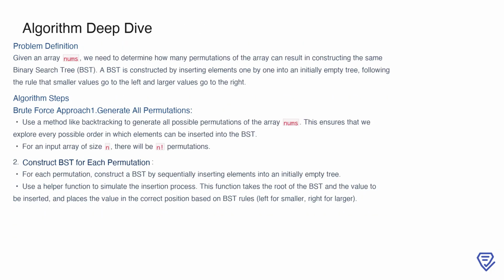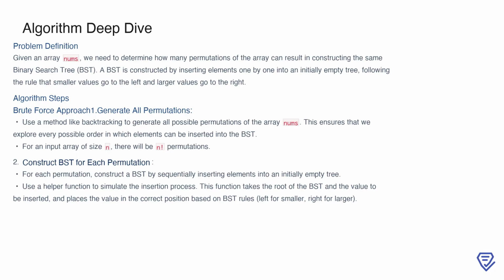To tackle this problem, we start by understanding the core task, determining how many permutations of the array result in constructing the same binary search tree, or BST. A BST is built by inserting elements one at a time into an empty tree, with smaller values going to the left and larger values to the right. The brute force approach begins with generating all possible permutations of the given array nums. Using a method like backtracking, we can explore every possible arrangement of elements. For an array of size n, this will produce n! permutations.